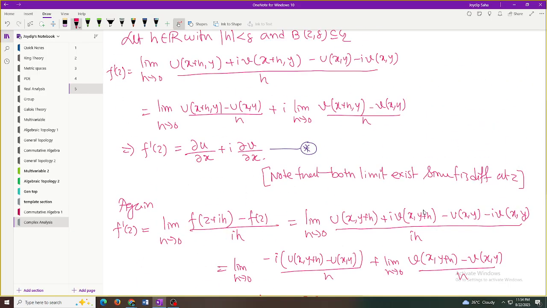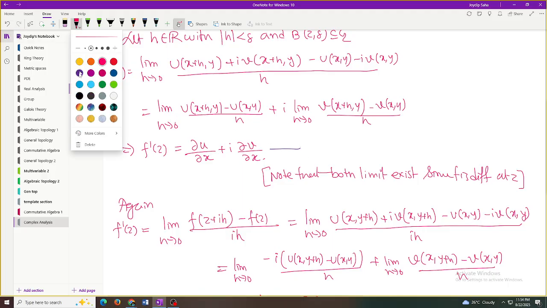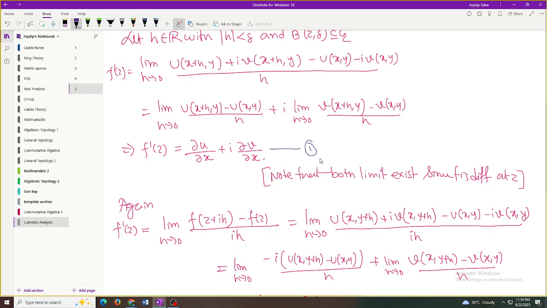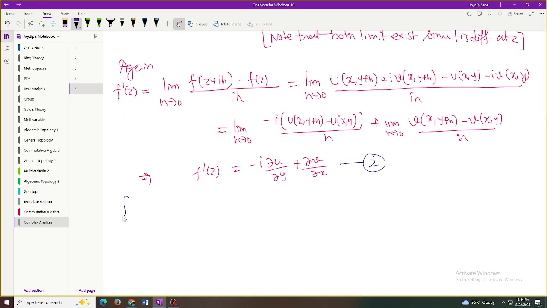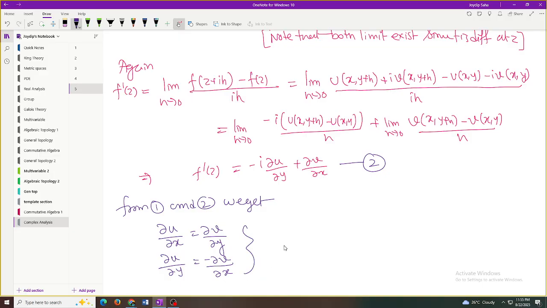So I mark it as 1, and this one as 2. Comparing real and imaginary parts, we get the equations that are called the Cauchy-Riemann equations.